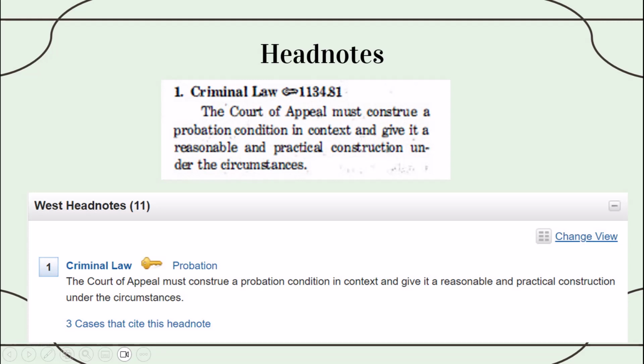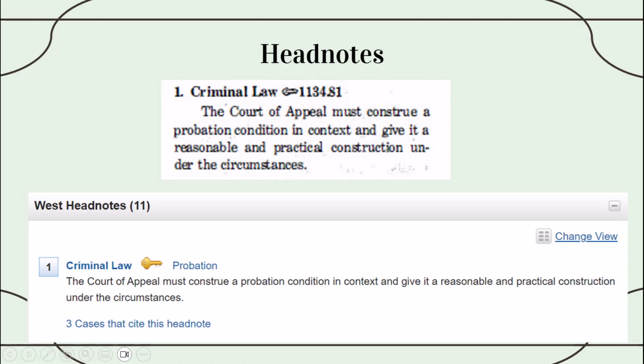Now let's look at the part from Westlaw. First, you see the gray line at the top of the headnotes, and it has the number 11. It's telling you there are 11 headnotes in this case. Over there on the right, you see that little box, and it says Change View. I'll be explaining that in a few minutes.